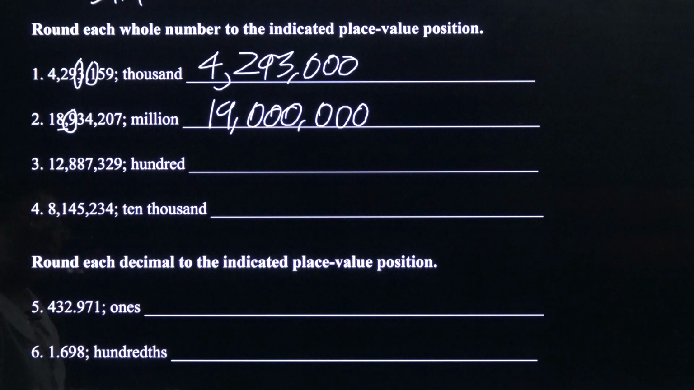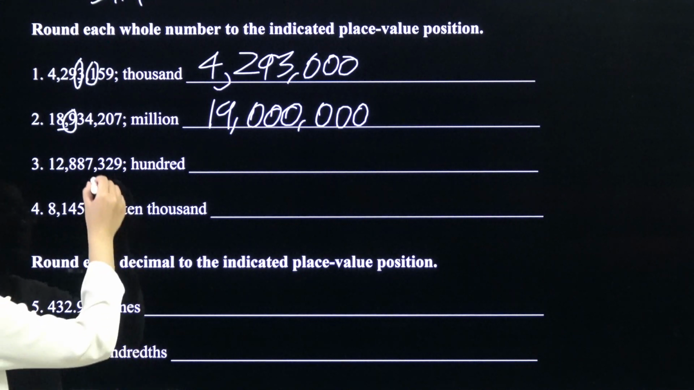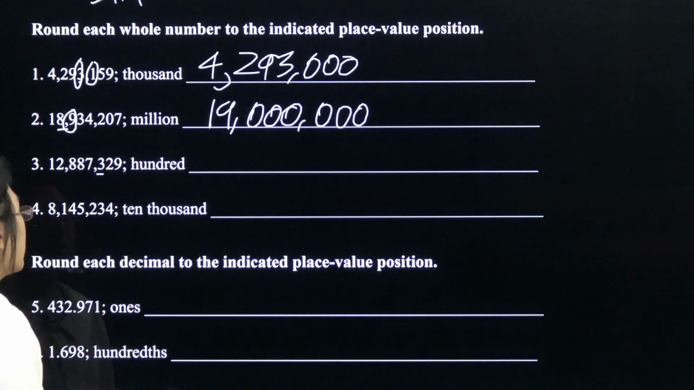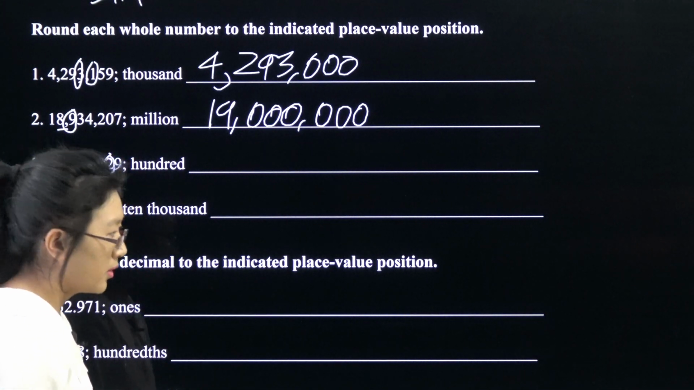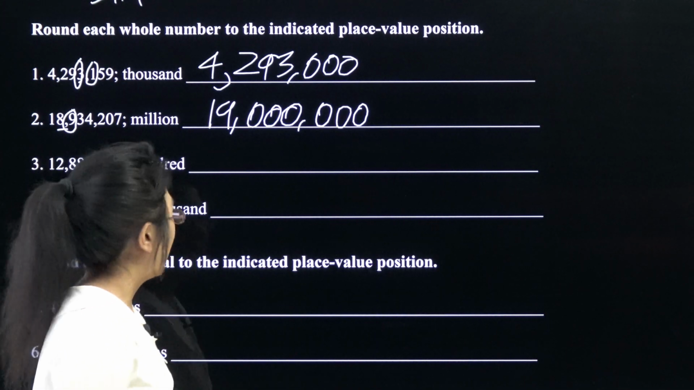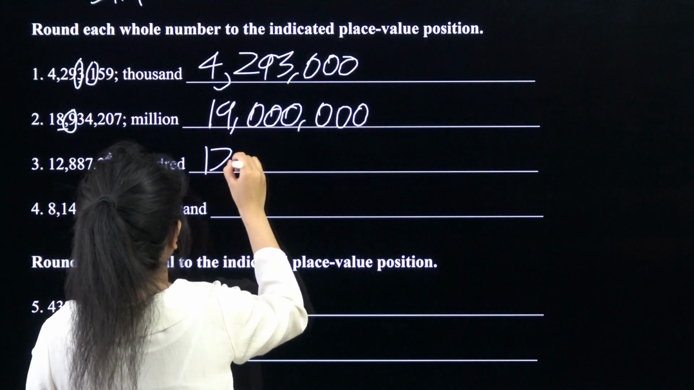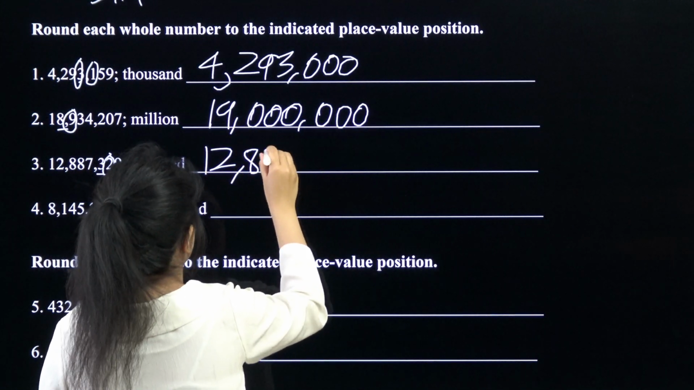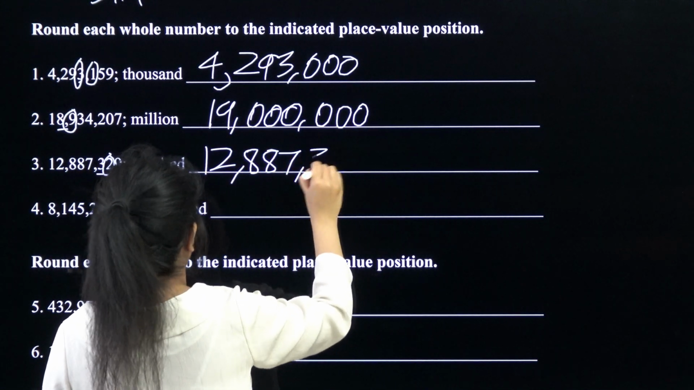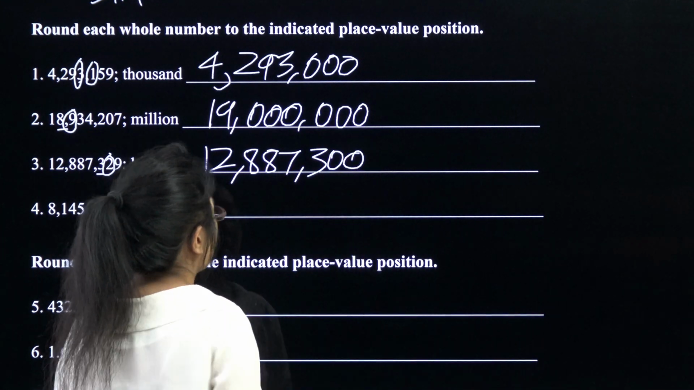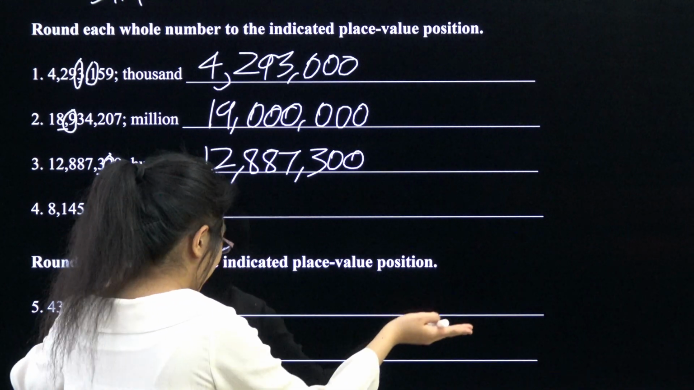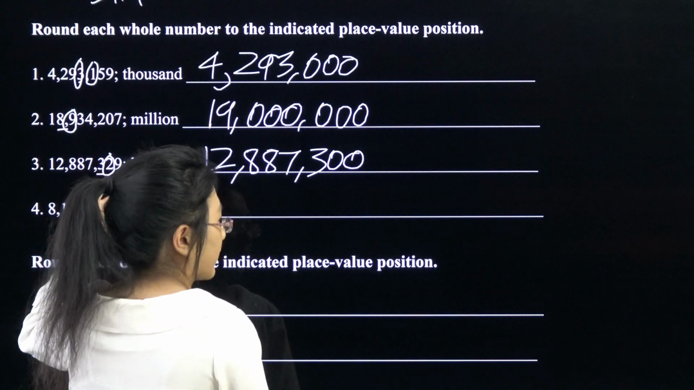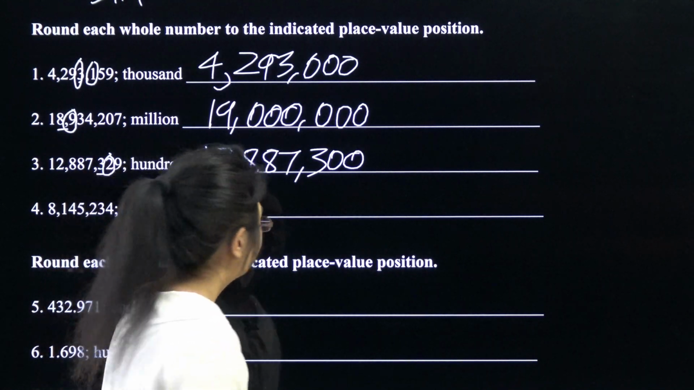Here, we're rounding to 100. We move 1 to the right, the tens, and that's a 2. So we're rounding down because 2 is smaller than 5. That would be 12,887,300. Now when I say everything turns to zeros, it means everything to the right of the place value we're trying to round to.